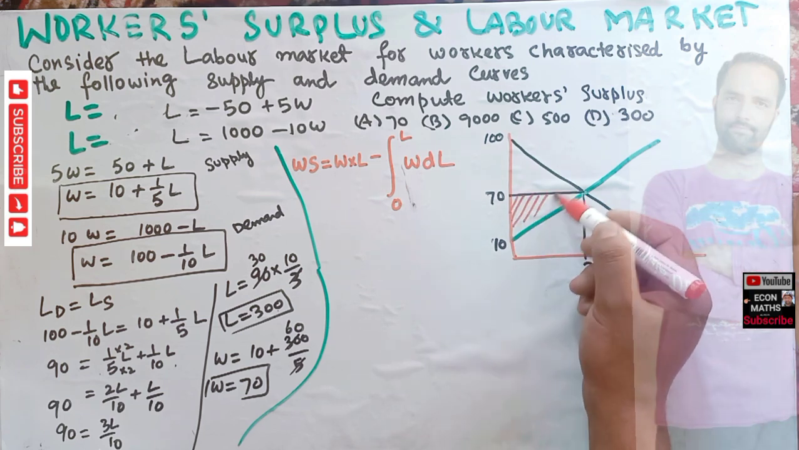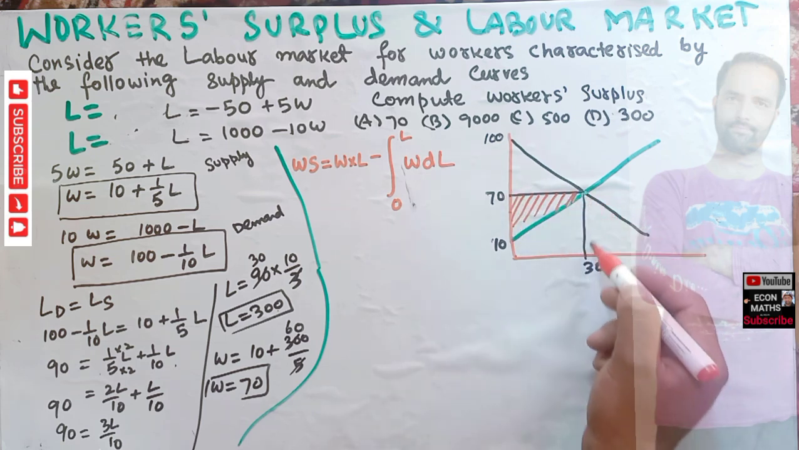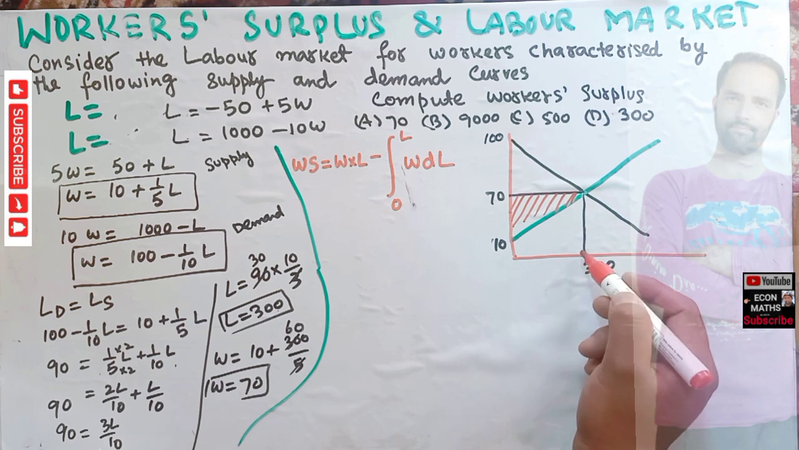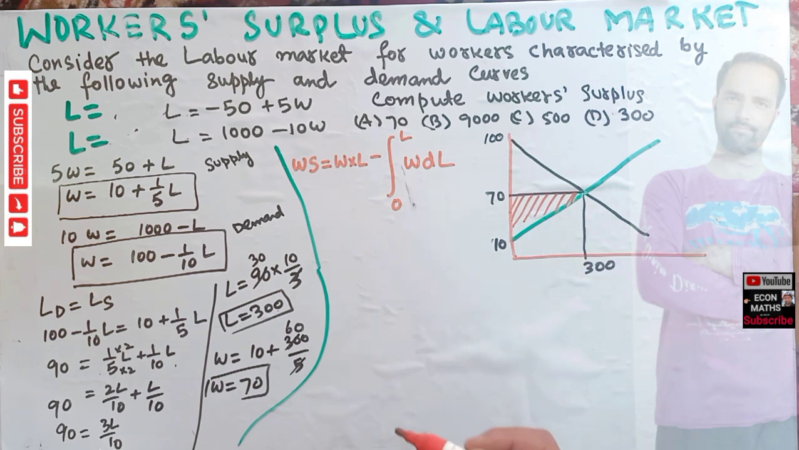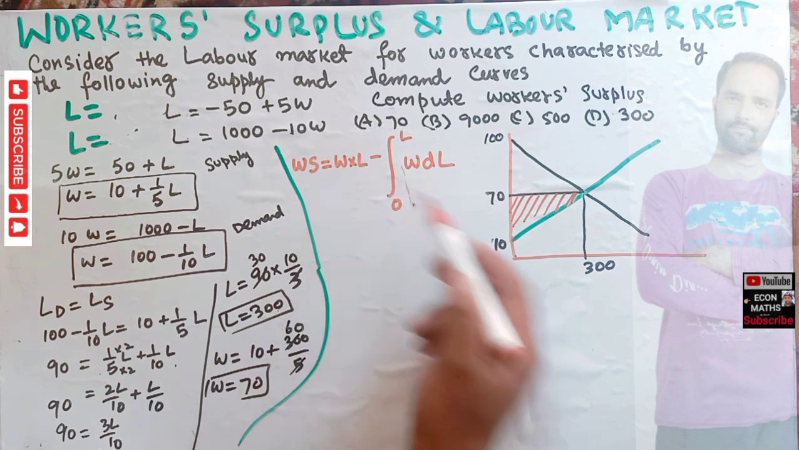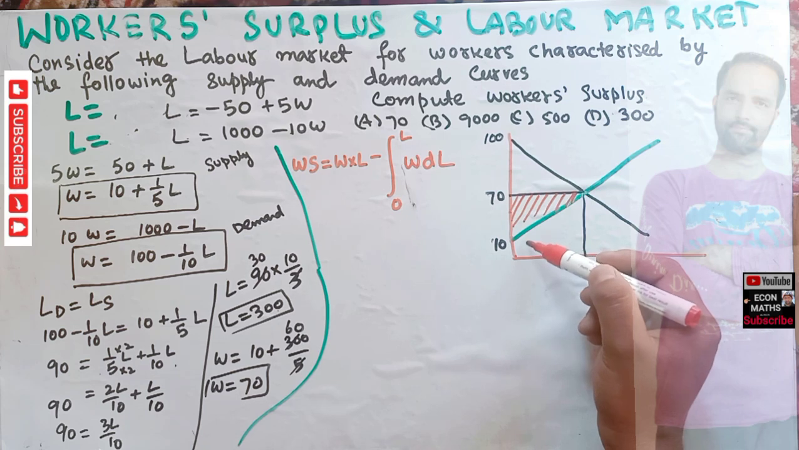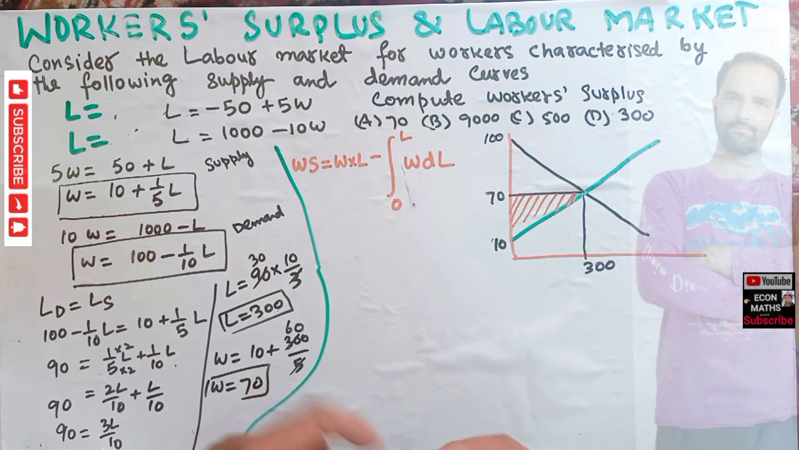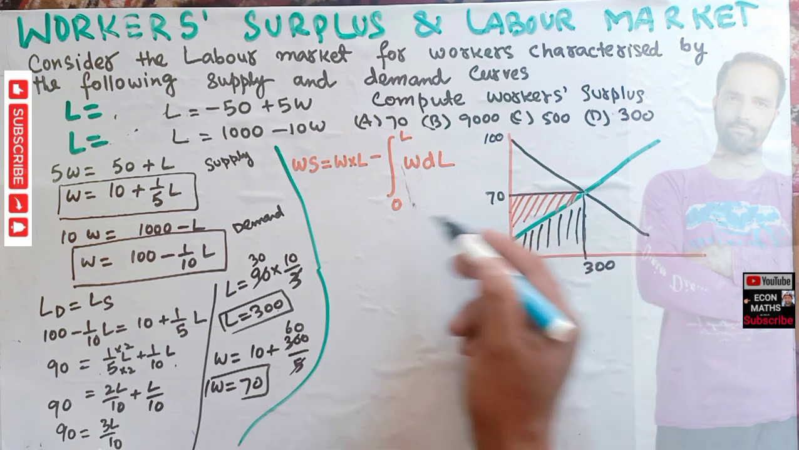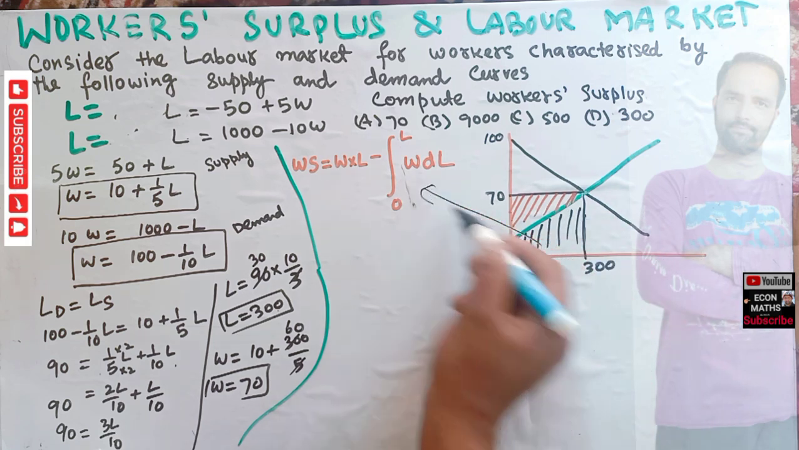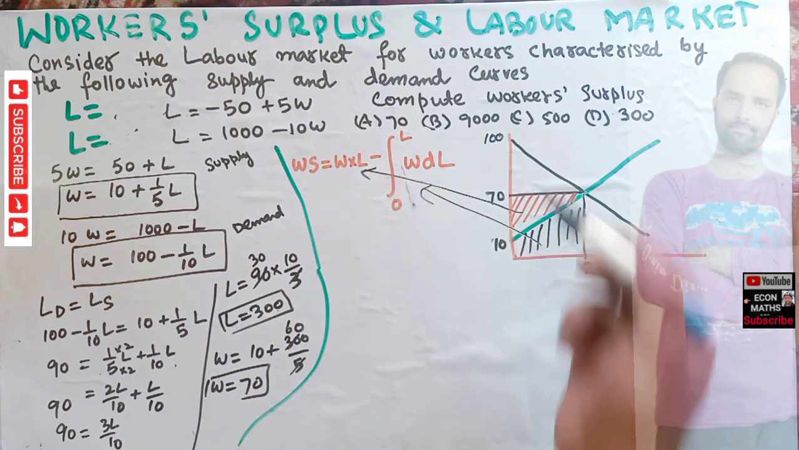So how do we get this area? First we need to calculate the area of this whole rectangle, and then subtract this area. Then we will get this area. So W into L gives us this whole area, and this integral gives us this area. Let me write it here. This denotes that whole area.